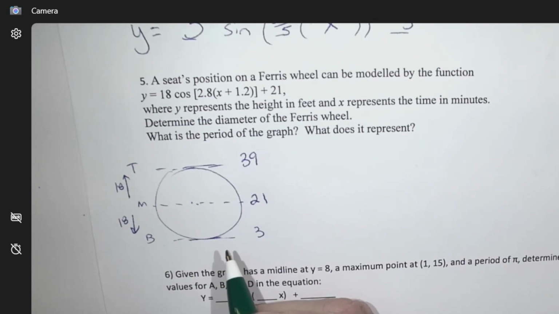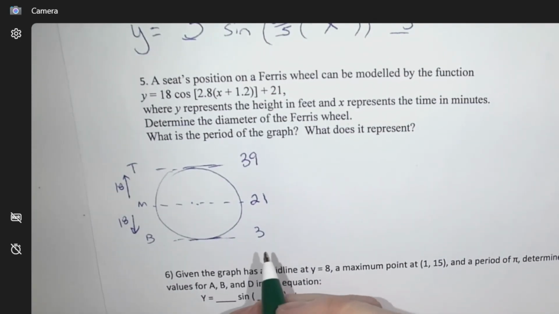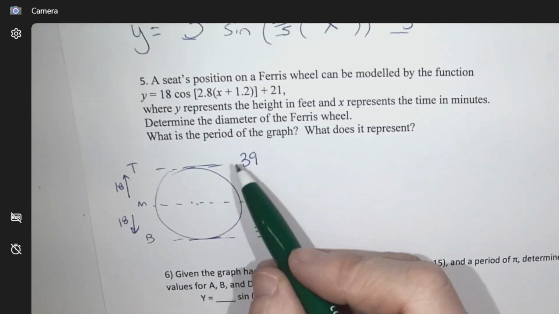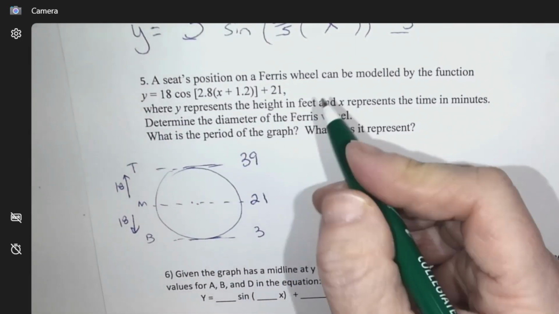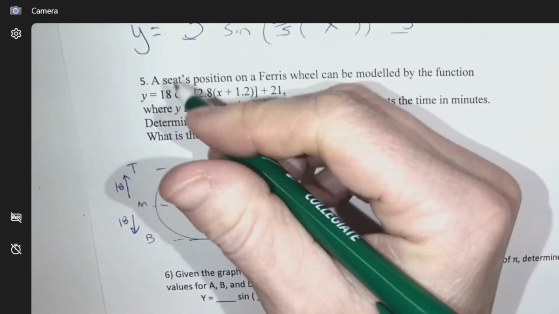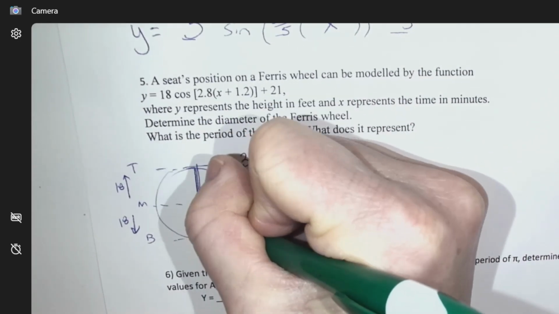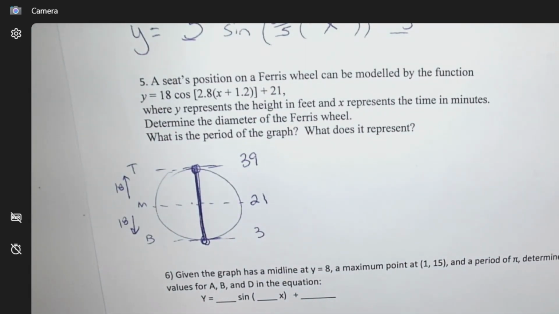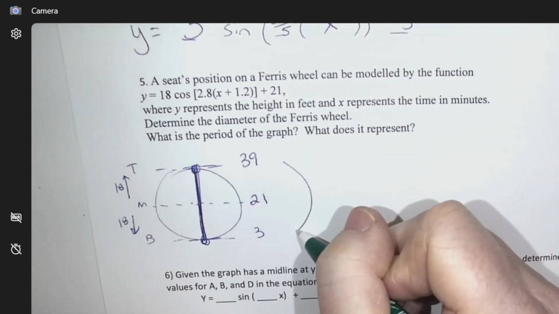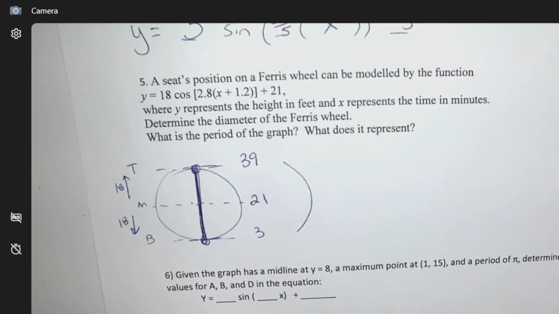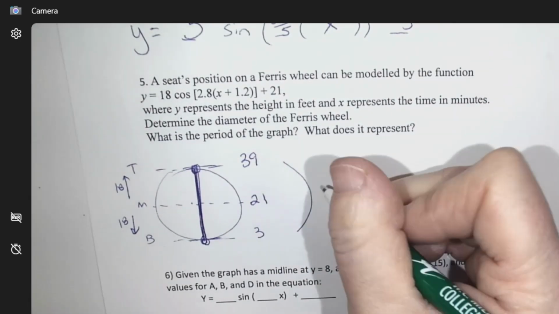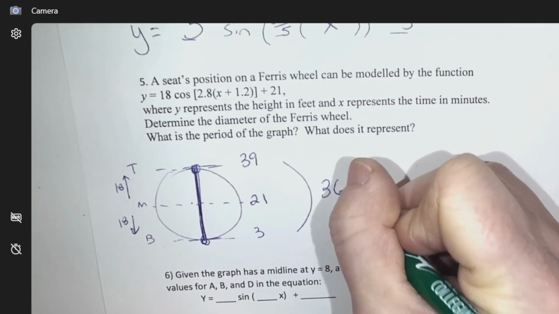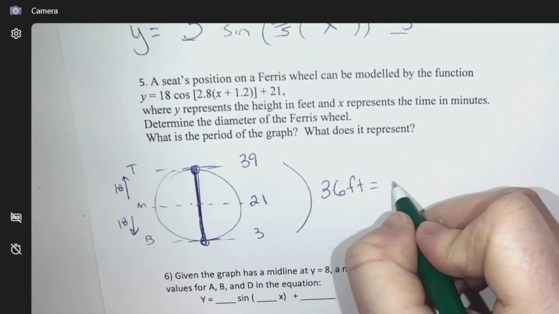Usually with Ferris wheels, you actually climb up a platform to get onto the Ferris wheel, right? Okay. Determine the diameter of the Ferris wheel. Do you guys know what diameter means? That's a diameter. So what is the diameter? 36 feet is the diameter.